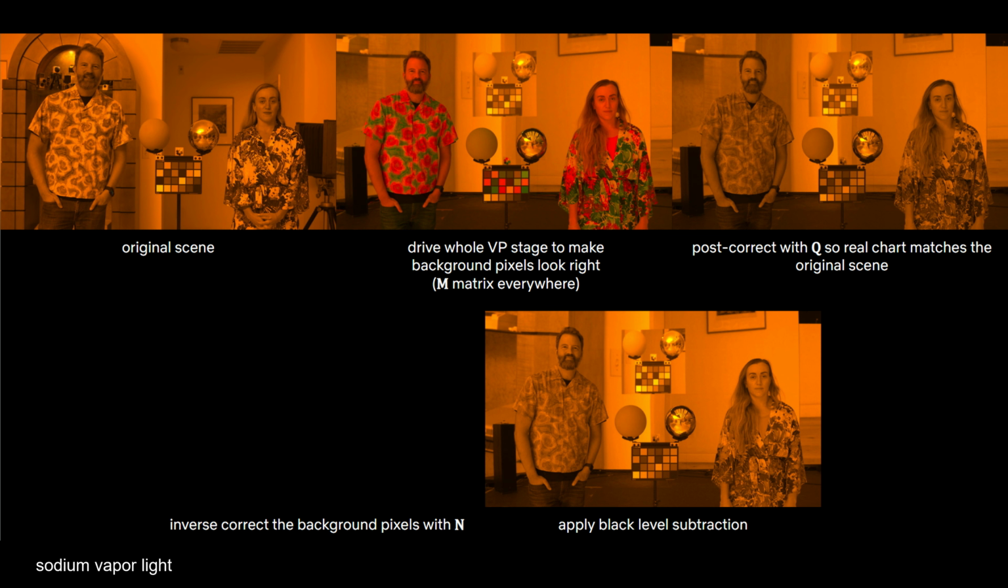Our post-correction technique is able to create that monochromatic look, and you see that in the upper right. But unfortunately here, the post-correction matrix Q is poorly conditioned, and so we're not actually able to invert it to apply the inverse in the background. You can see the full result then in the lower right.